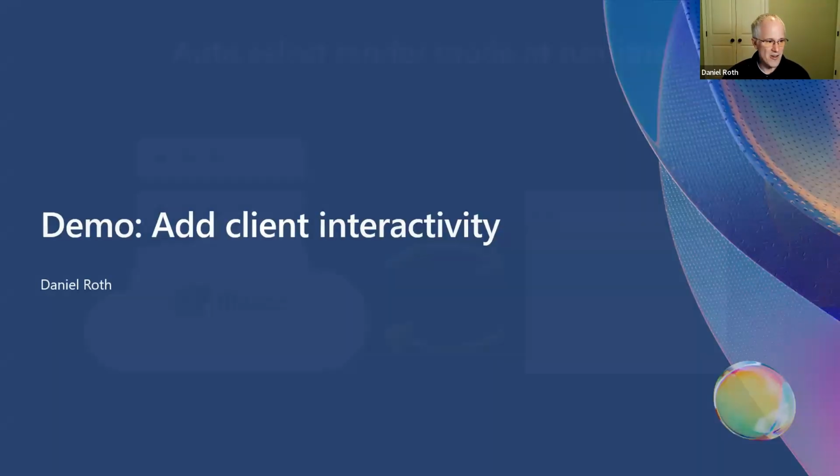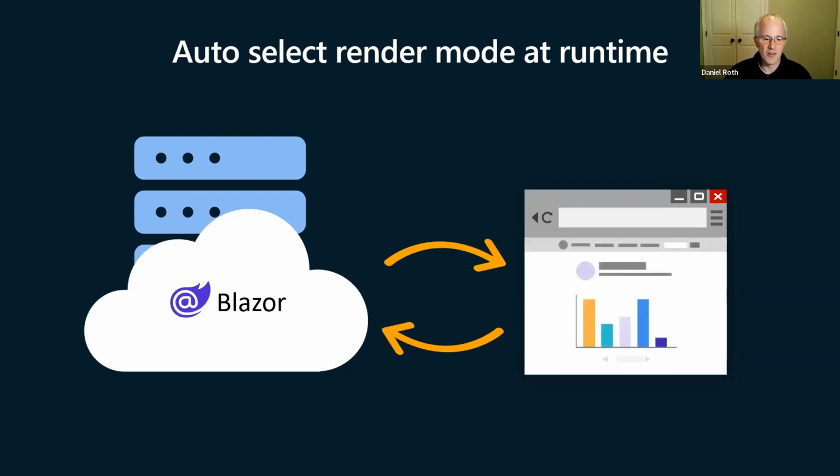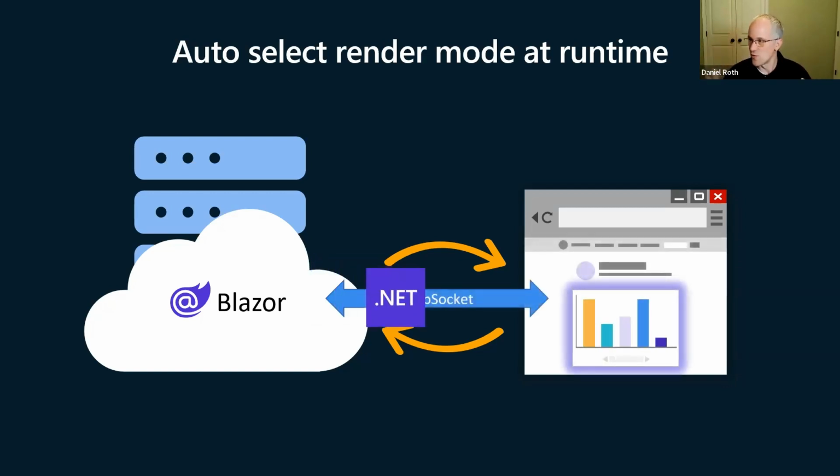The last trick is auto render mode. In auto render mode, the idea is to try and take the strengths of both the interactive server pattern and the interactive WebAssembly pattern and combine them together to deliver an even better user experience. What if you could initially start out the user with interactive server rendering, set up a WebSocket connection so you get interactivity immediately? That's really quick to do. You don't have to download any big stuff.